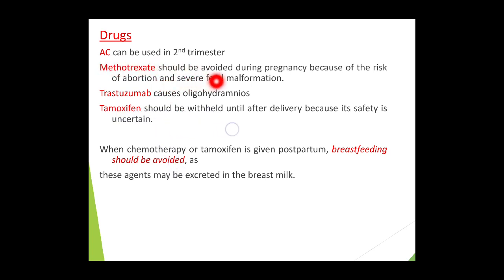Methotrexate, MTX, should be avoided because of the high risk of abortion and severe fetal malformation. Trastuzumab, which is used in pregnant females with HER2 positive disease, should be contraindicated during pregnancy because of oligohydramnios. By the way, most breast cancers in pregnancy show ER/PR negative and HER2 positive.